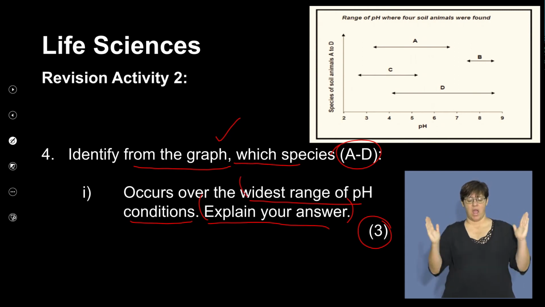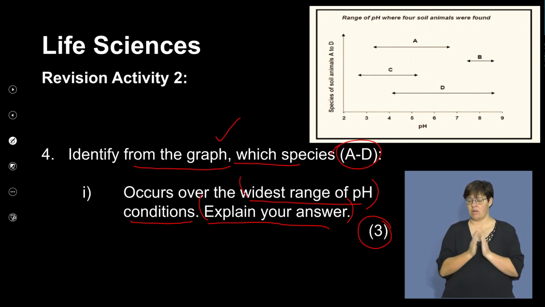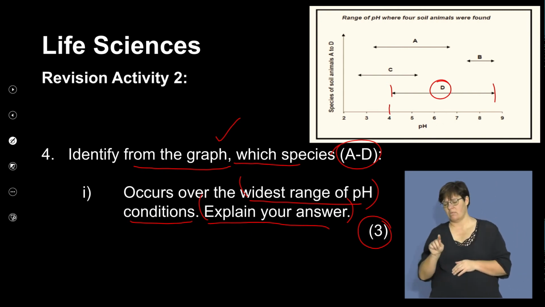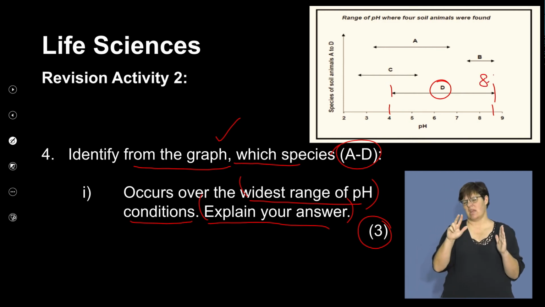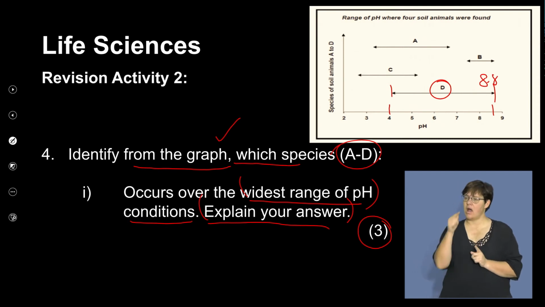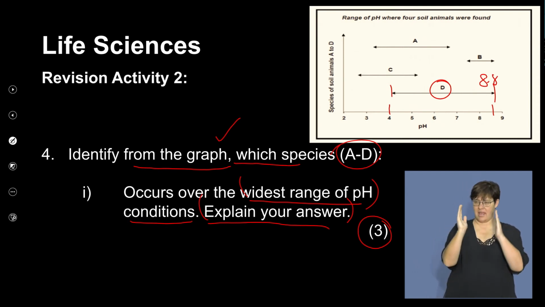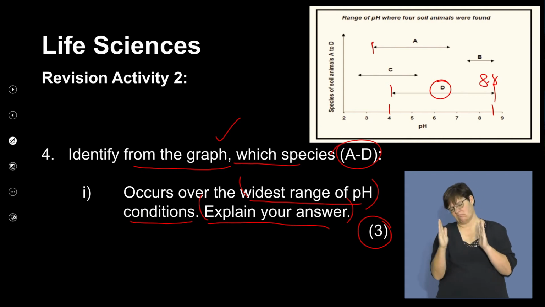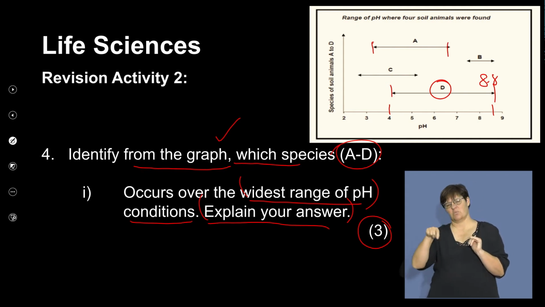For 3 marks, the first mark is identifying from the graph. The widest range of pH, the longest on this graph, would be D. So species D will tend to occupy a range between 4 and almost 9, so that's about 8.8. If we compare that to the others, we can clearly see that the next behind that would be species A, which probably has a pH range of just above 3.2 or 3.3 to about 6.7, 6.8. So the answer to this question would be species D.